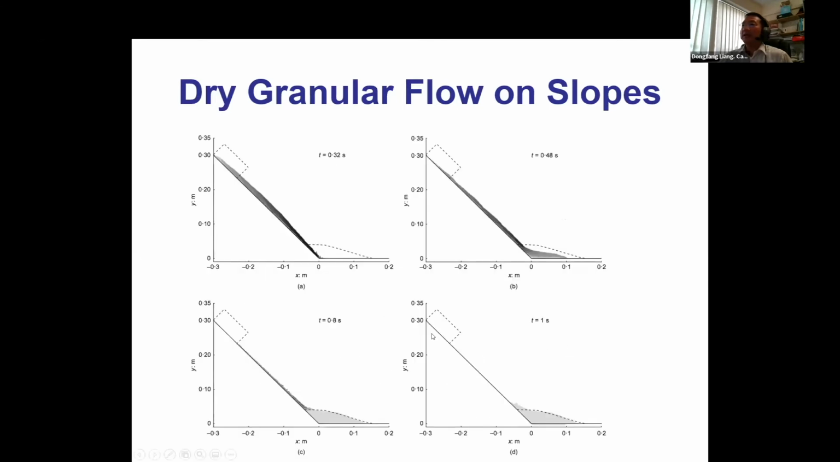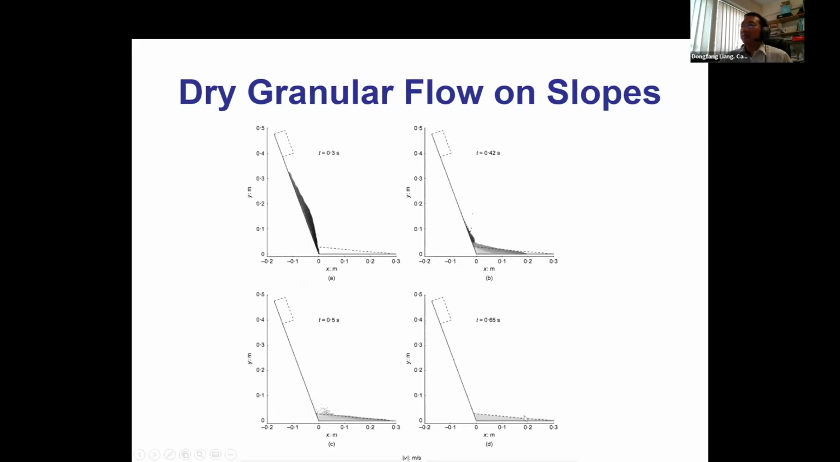Again, we compared our simulation, the final shape of the deposition, with the experimental results, which show good agreement. This is when we change the slope to be 70 degrees. The final shape of the soil column is well predicted.